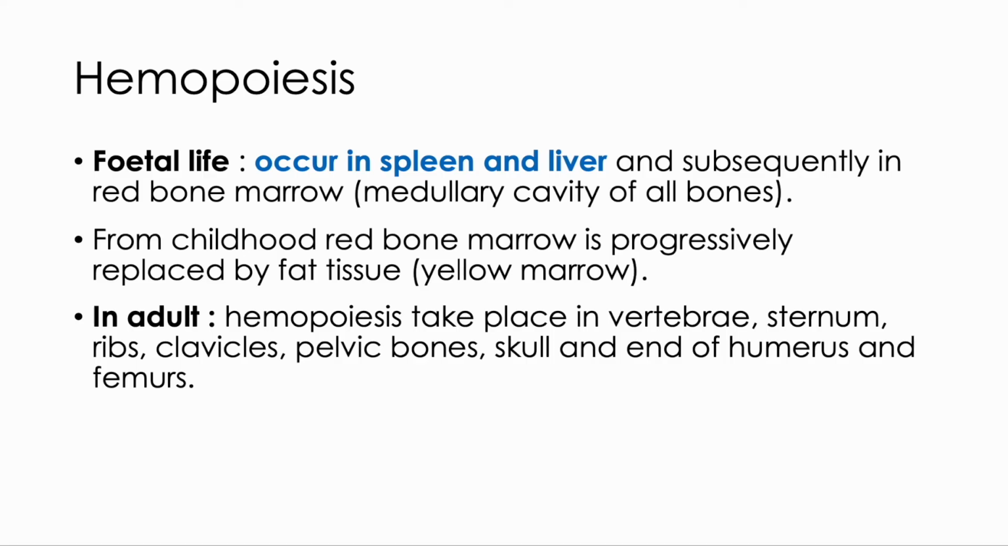Now let's move on to the hemopoiesis. I will not touch on this too much because you will learn this in another topic, but just to have a quick recap on hematopoiesis or hemopoiesis, it is the process that occurs in the spleen and liver in fetal life, right? And then it occurs in the red bone marrow, and from childhood when you are growing up, this red bone marrow is going to be replaced by fat tissue, and later we call it the yellow marrow instead of red bone marrow. So in adults, basically this process occurs in all of these stated regions.